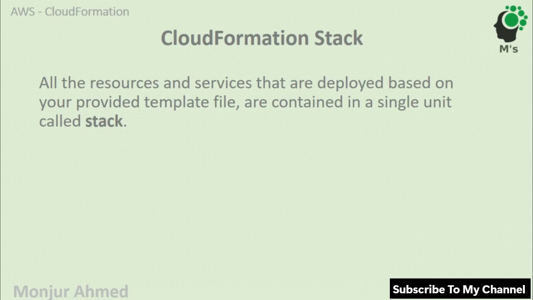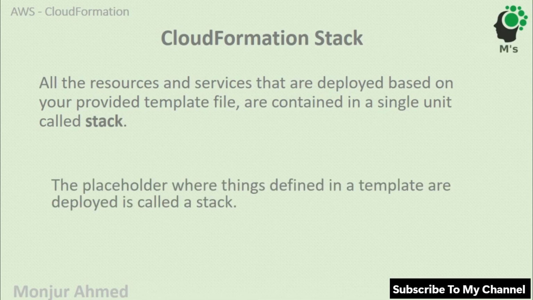So all the things that we want, that we put in a template file, all the resources and services. Resources means the virtual server, the web server, the website, the files related to the website that we want to launch, for example, and all the services or the policies. Everything is considered by AWS CloudFormation as one stack. So one single unit that is called a stack, and it is a placeholder. We can think of it as a placeholder where the things that we have defined in the template are deployed in one stack or in one confined area.